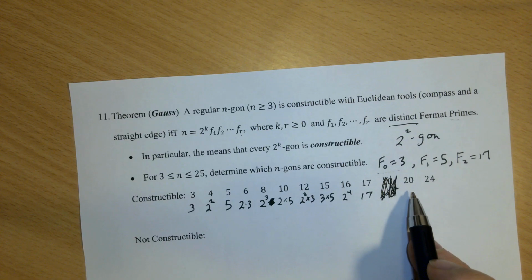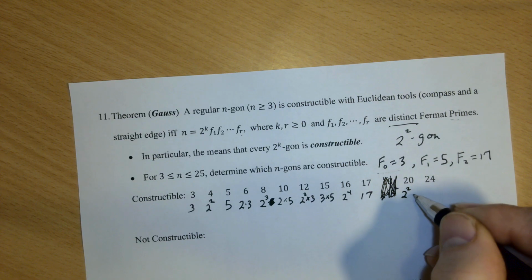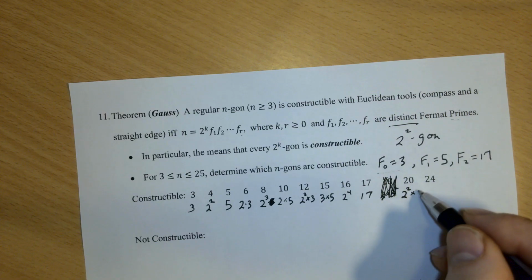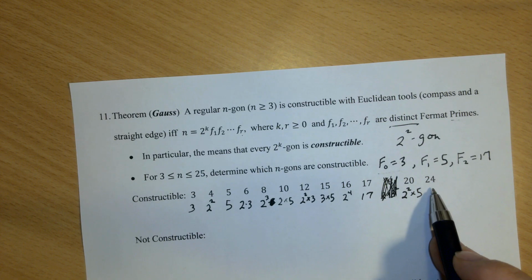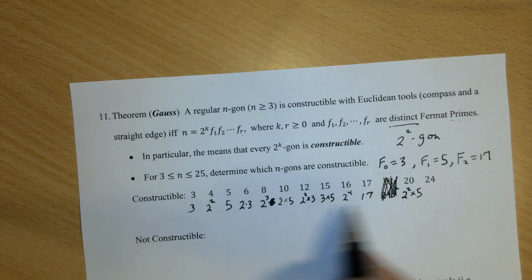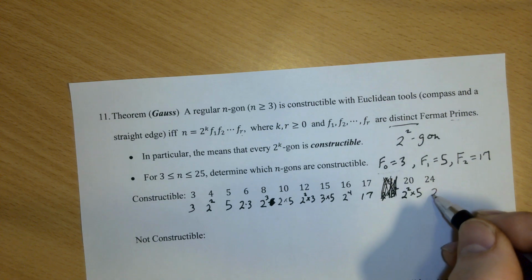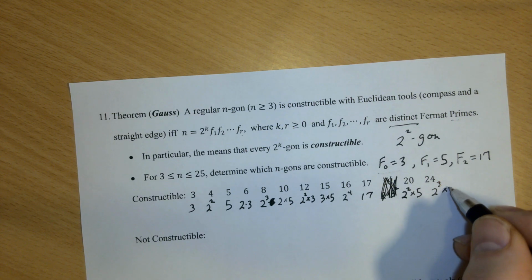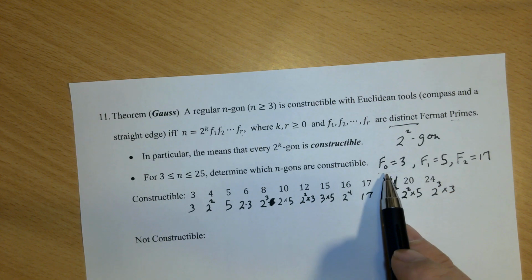And then 20 is 2 squared, that's 4, times 5. So we have a power of 2 times F1. And then the last one that is constructible is going from 3 to 25. The last one is 24. That's 2 to the third times 3. That's 8 times 3, a power of 2 times F0.